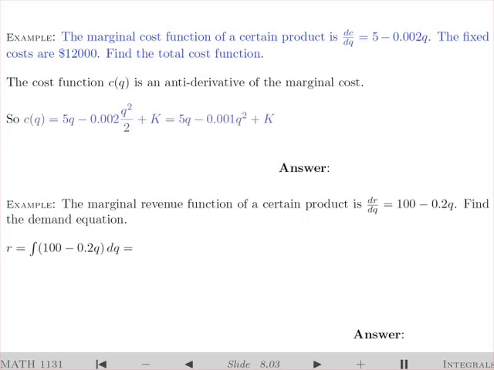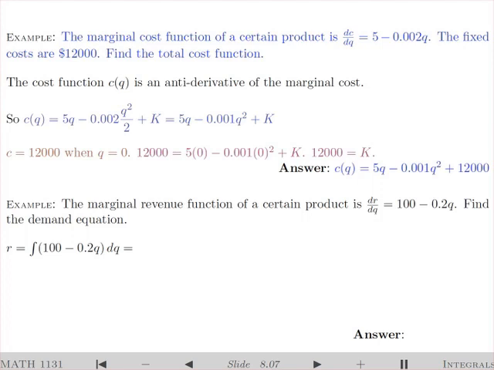Let me simplify the antiderivative a little bit. Negative 0.002 over 2 is negative 0.001. And now if I plug in 0 for q, I'm supposed to get 12,000 according to the given information. That allows me to solve for k. 12,000 equals k. So the cost function is 5q minus 0.001q squared plus 12,000.